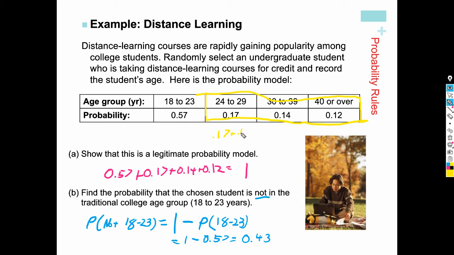0.17 plus 0.14 plus 0.12. In other words, if they're not 18 to 23, then they're either 24 to 29, 30 to 39, or 40 or over. And the common rule that you're going to see as we go forward in these probability rules is that for "or" probabilities you're going to end up adding. So if you're listing out the probabilities and the potential ways that something can happen, and you find yourself saying or, either this can happen or this can happen or this can happen, then you're going to end up adding together those probabilities.